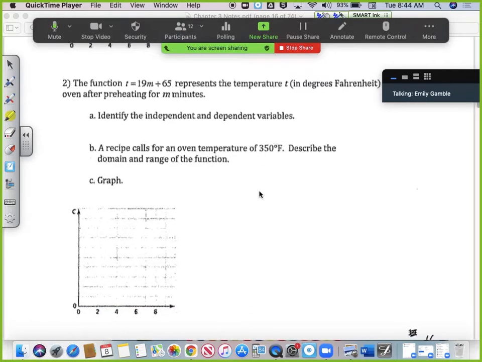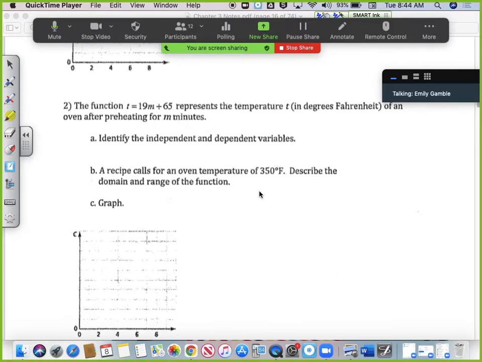So I'm going to give you guys some time to work with this one. This one's just a little bit weird because they're using different variables. So you have to determine the independent and dependent variables. That means tell me which one T is. Is T independent or dependent? And is M independent or dependent? Look at what's happening here. T represents the temperature in degrees, and M is minutes. So identify that, and then I want you to find the domain and range if the oven needs to be at 350.